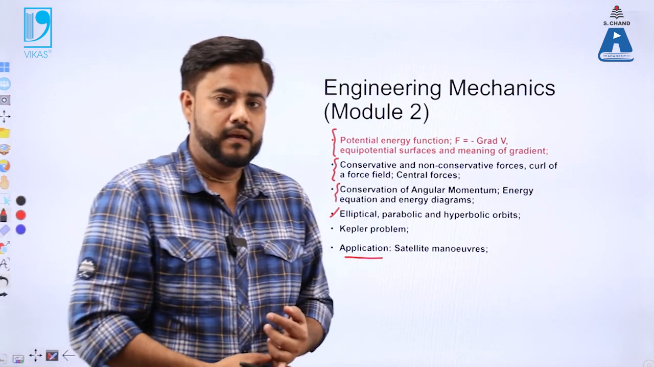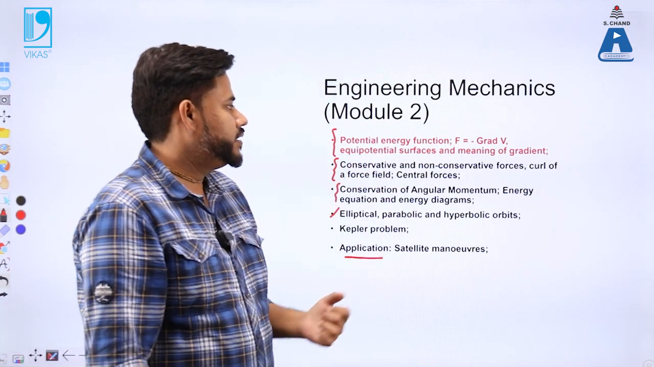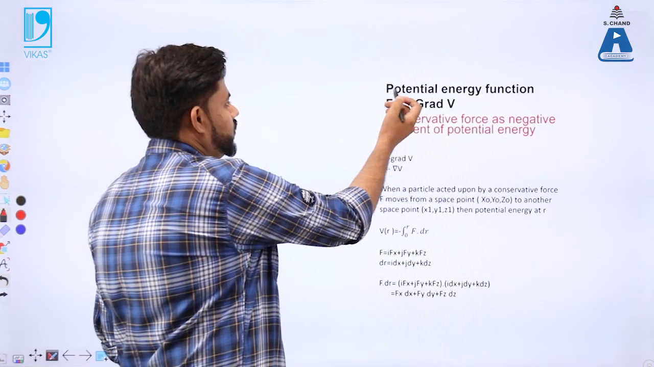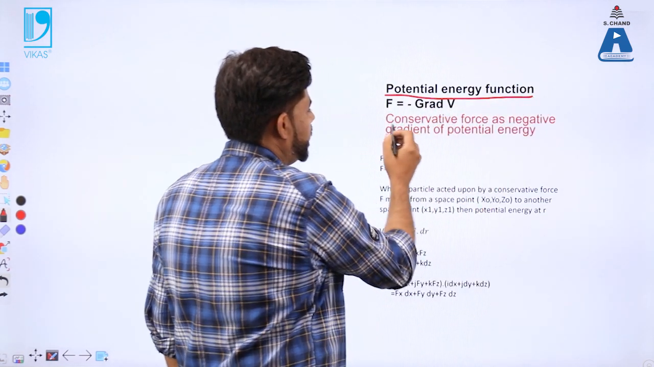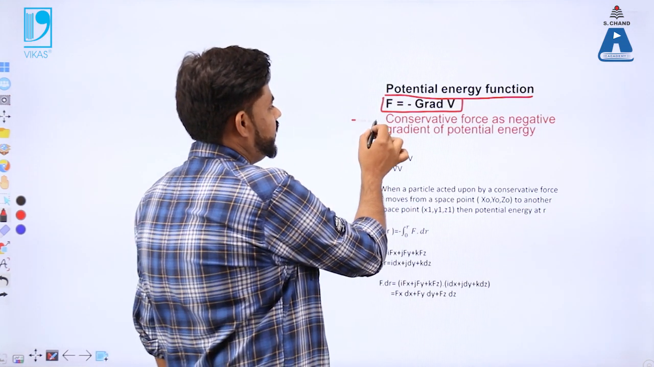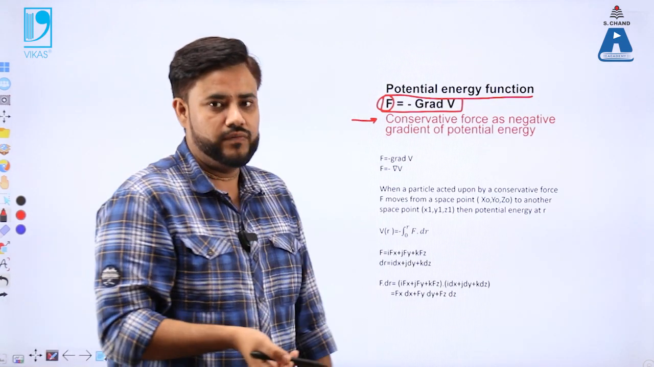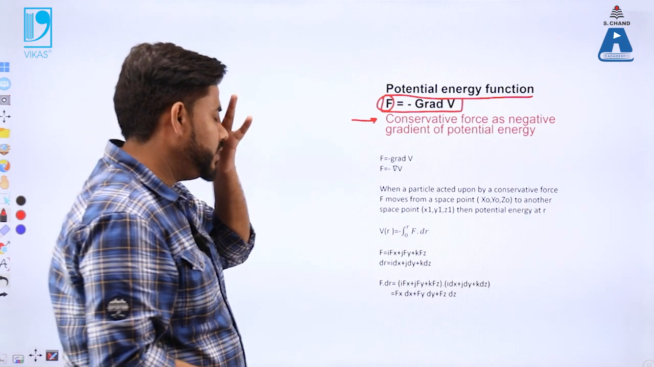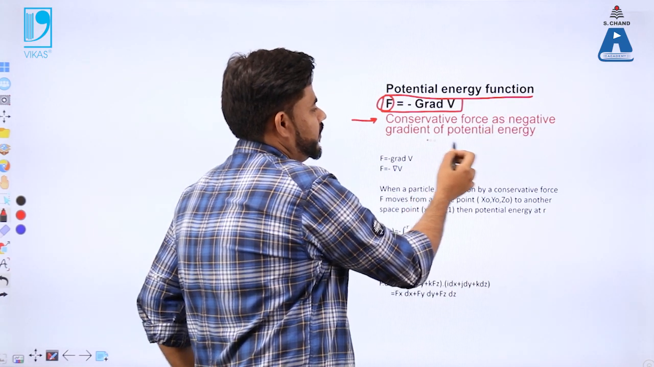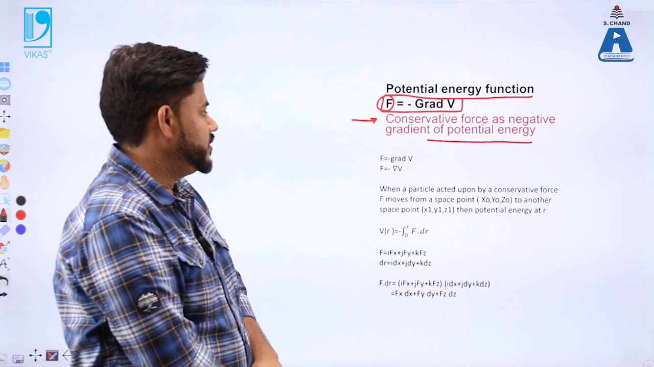real life situations. Now in today's video we will be learning about the potential energy function, or you can say F equals minus gradient of V. This potential energy function is basically termed as minus the gradient of V. That means this force is termed a conservative force. What a conservative force is we will learn in the coming videos, but as far as the concept is concerned, a conservative force is equal to the negative gradient of the potential energy. So V here is the potential energy and this is the negative gradient of the potential energy.